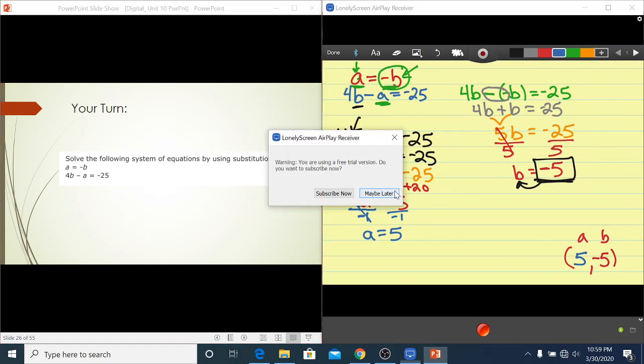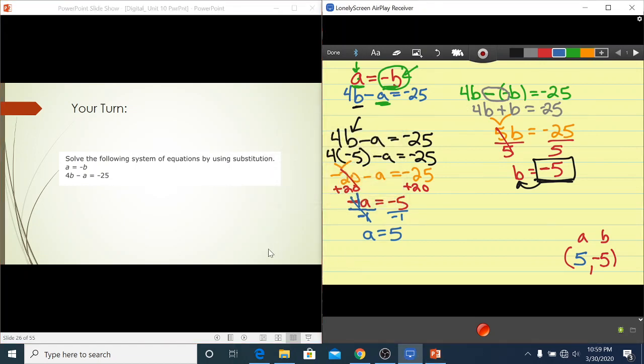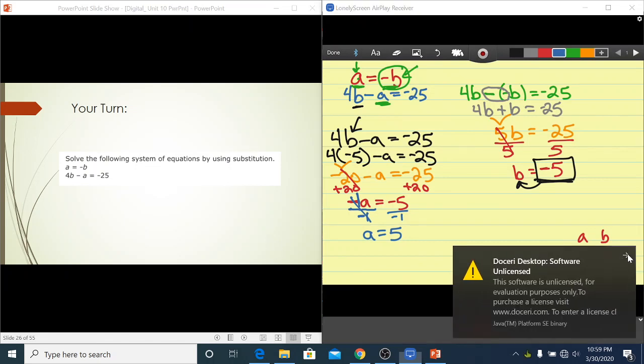Dadgummit. Sorry about that. Take a look at the work. I'm using free software here, so sometimes you get a little pop-up every once in a while.